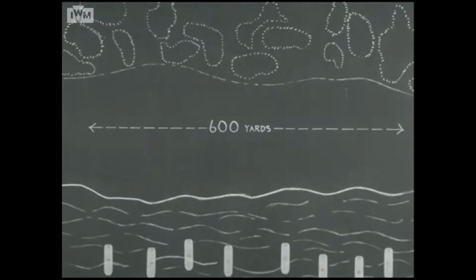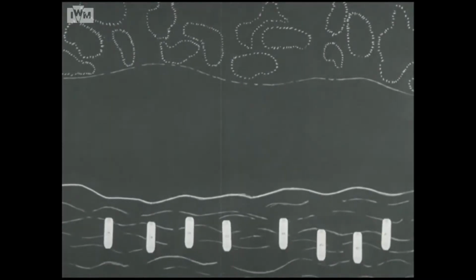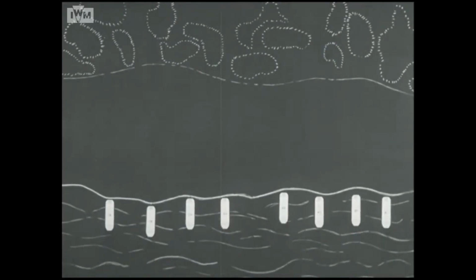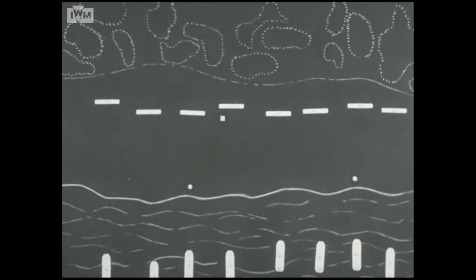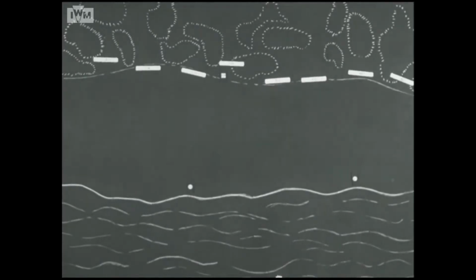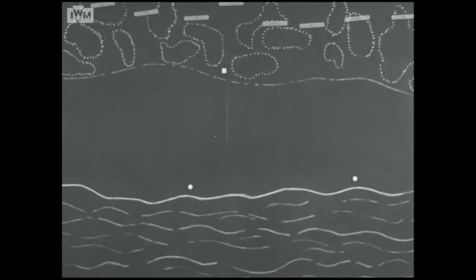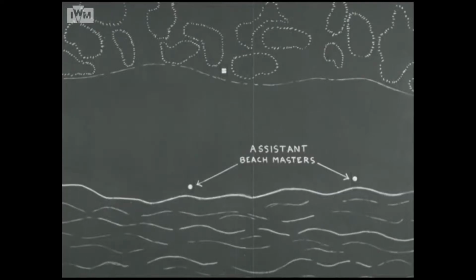The first wave of assault troops land, take the beach and push on inland to their first objective. With them come 2 assistant beach masters and their parties. Their job is to make a quick reconnaissance of the beach from high water seawards, so that the following waves of craft may be signaled in at the best possible points.